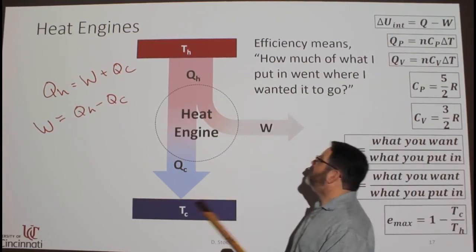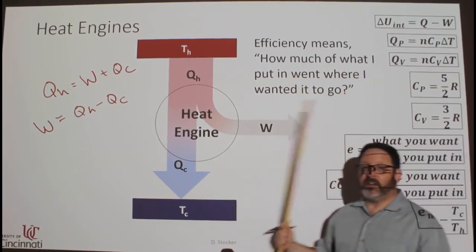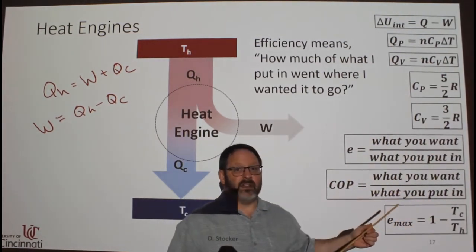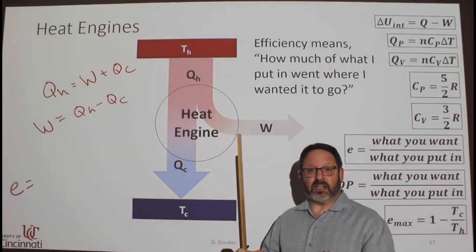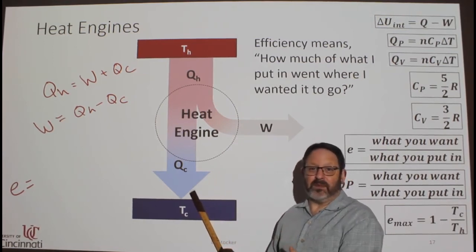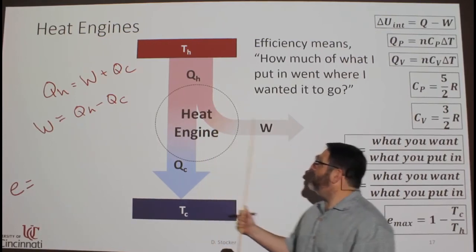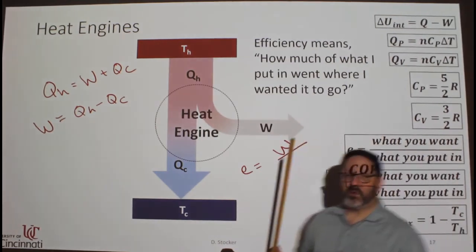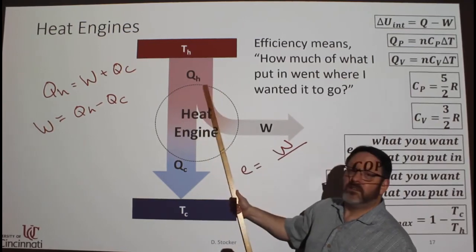Now, efficiency. Efficiency means how much of what I put in went where I wanted it to go, right? What you want over what you put in. What is it that I want out of the engine in my train, right? What I want is for it to move, okay? The whole purpose of having the steam engine inside the train is to make the train go. So what I really want is the work. So the efficiency is what I want, that's the work, divided by what I put in. What went into here? QH.